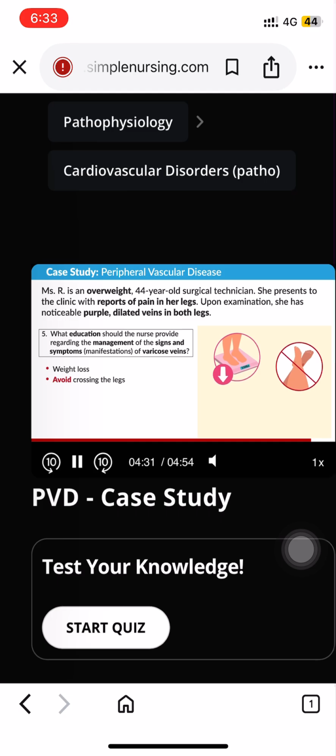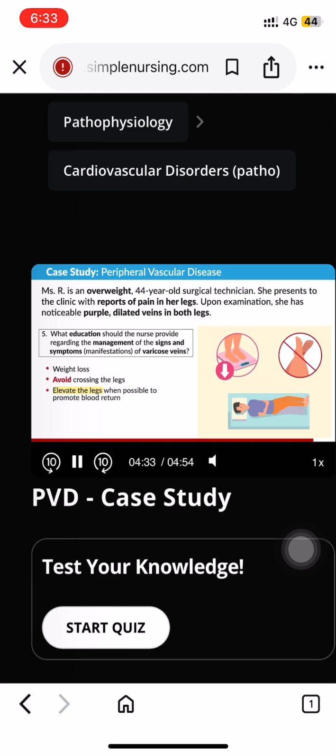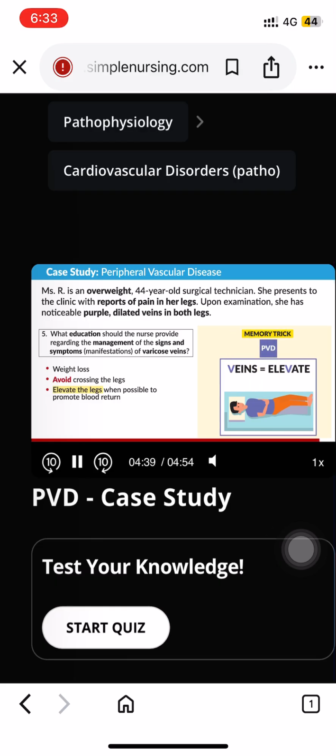And a big one here, be sure to write this one down, elevate the legs whenever possible to promote blood return. Because remember, with PVD, we want those veins elevated to help vacuum all that blood back to the heart. So just think of the V's here. PVD is the veins. We elevate the veins.